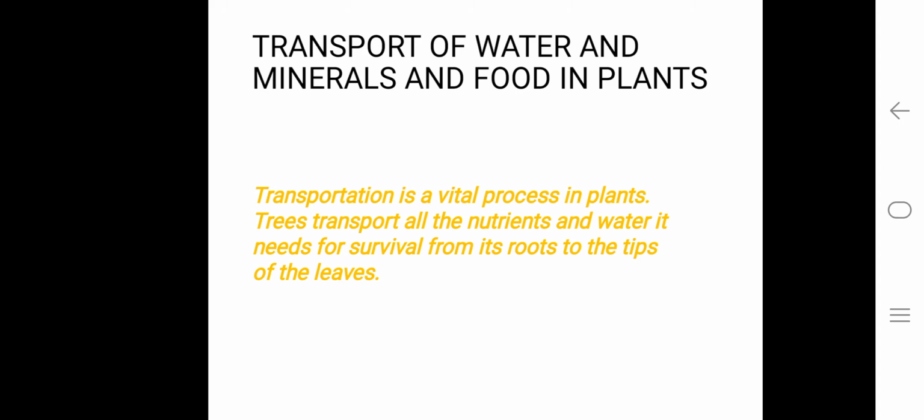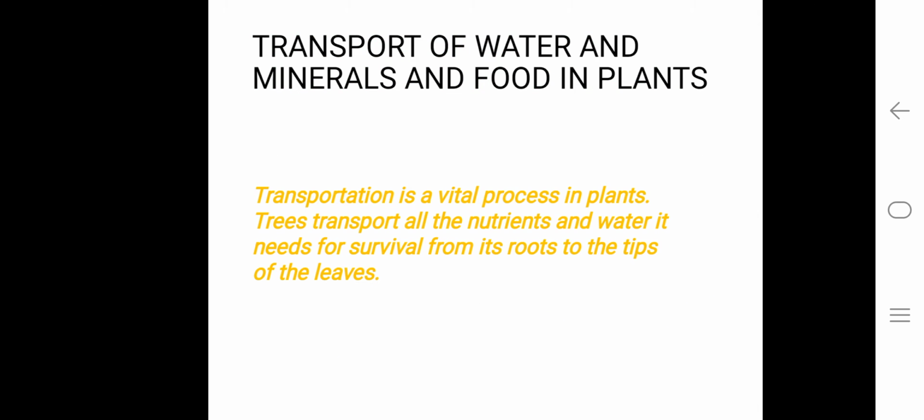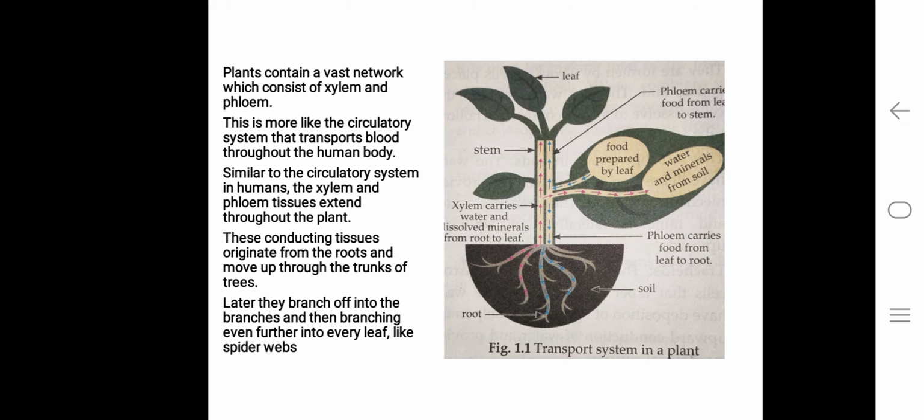Trees transport all the nutrients and water they need for survival from their roots to the tips of the leaves. In case of transportation in plants, the biggest problem or constraint is water, as it ends up being a limiting factor in growth. To overcome this problem, trees and other plants have the perfect system for the absorption and translocation of water. Right? So this is the network that we have.